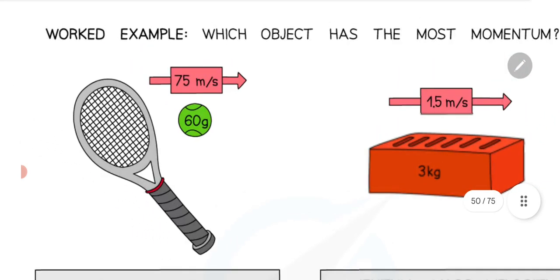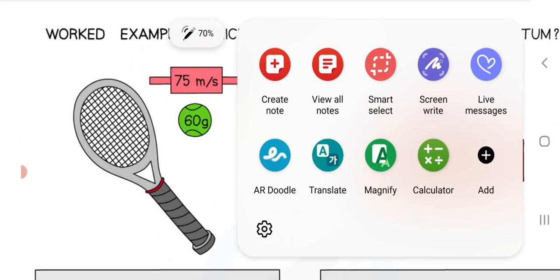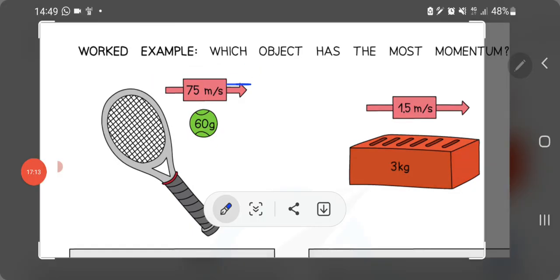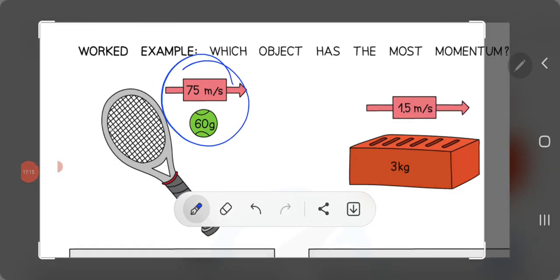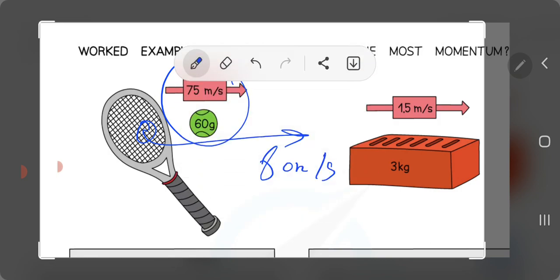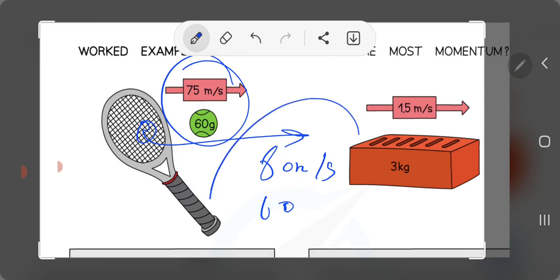So initial momentum, let's suppose 60 multiplied by 75, is the initial momentum. And for the final momentum, the ball, when hit, moves again with a greater velocity, let's suppose 80 meters per second, with the same mass. So you can find the momentum by multiplying both values, 80 into 60, maybe it becomes 4800. So you can easily find the momentum by multiplying mass with velocity.